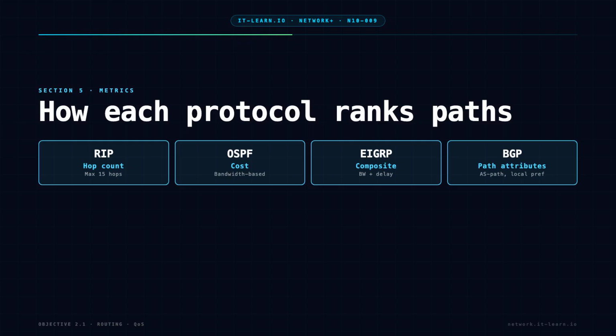EIGRP, or Enhanced Interior Gateway Routing Protocol, was originally a Cisco proprietary protocol and is now open standard. It is a hybrid protocol that combines features of both distance vector and link state routing.